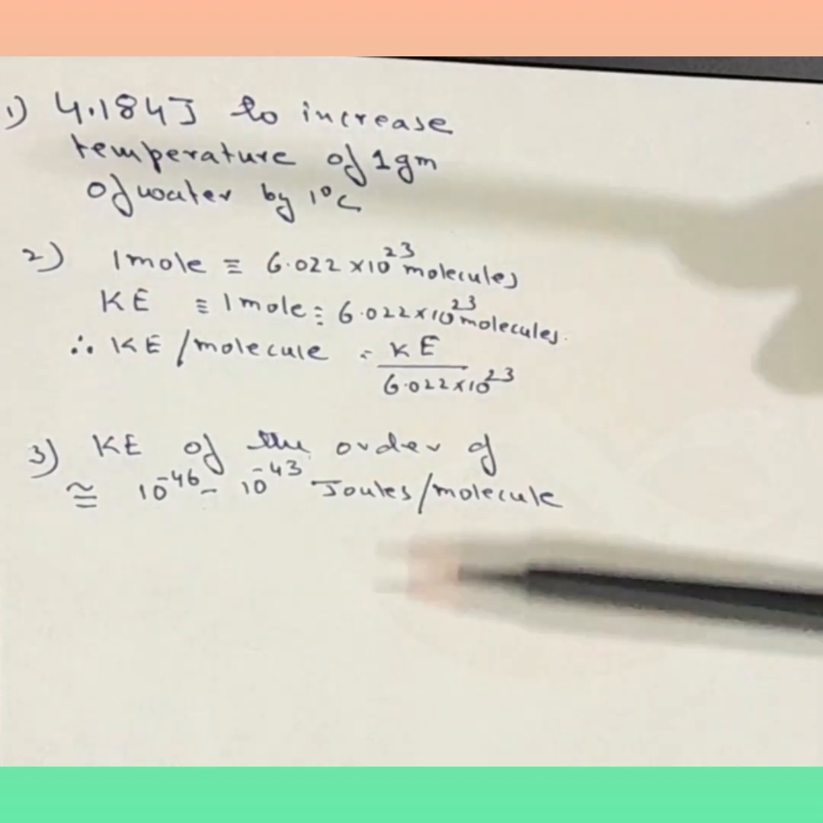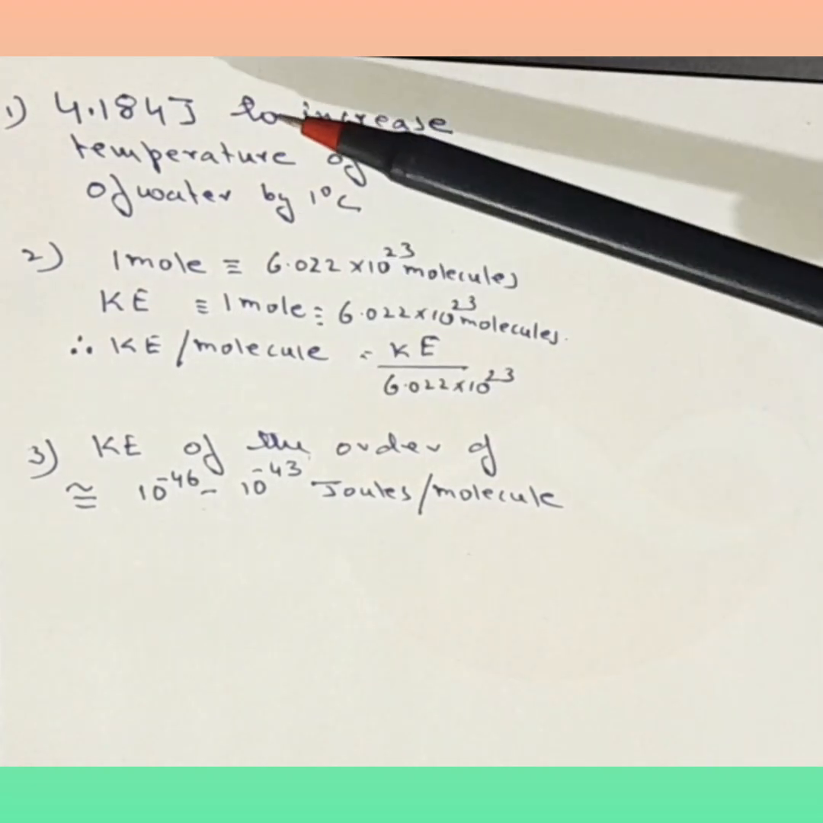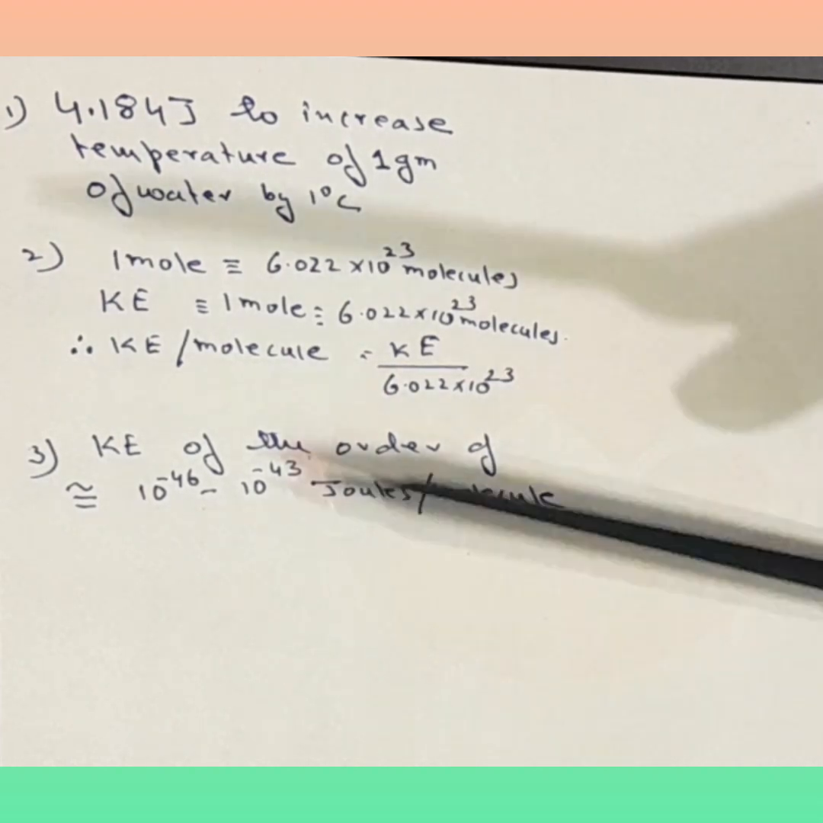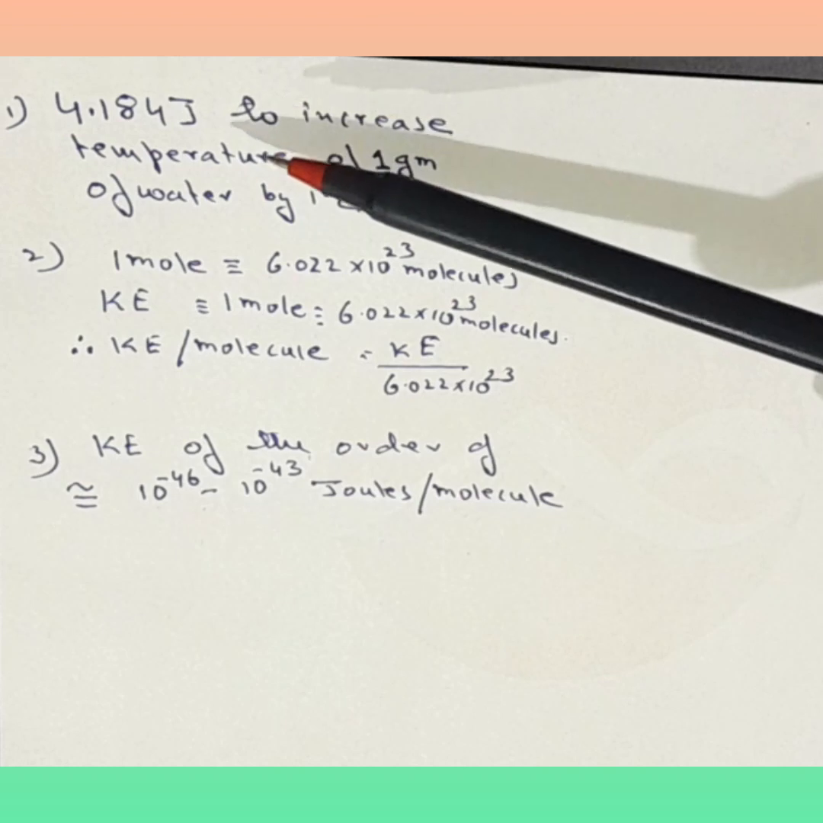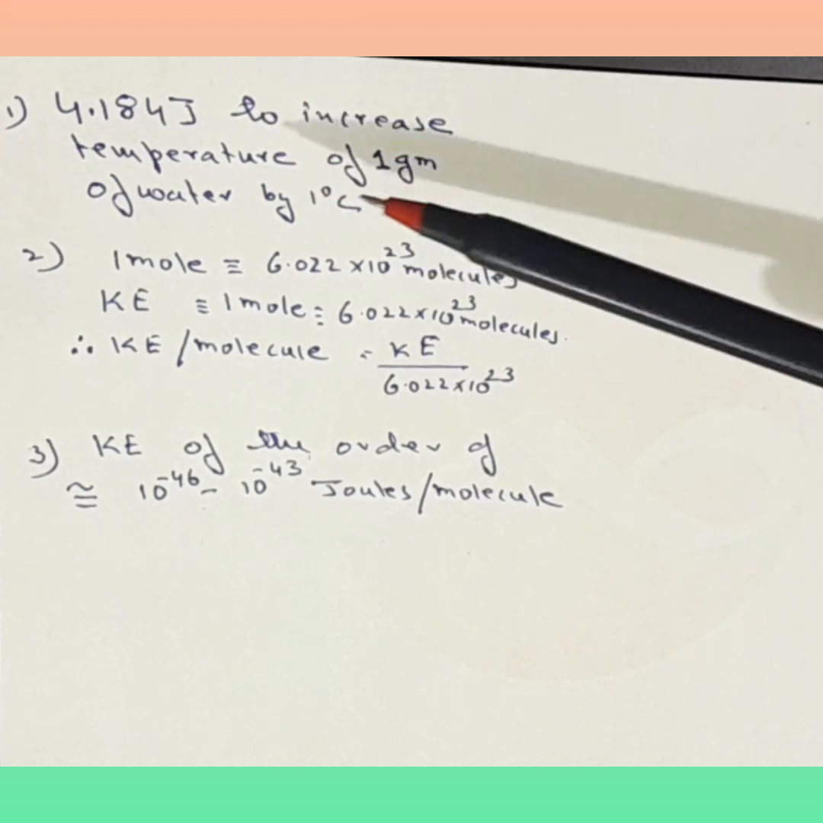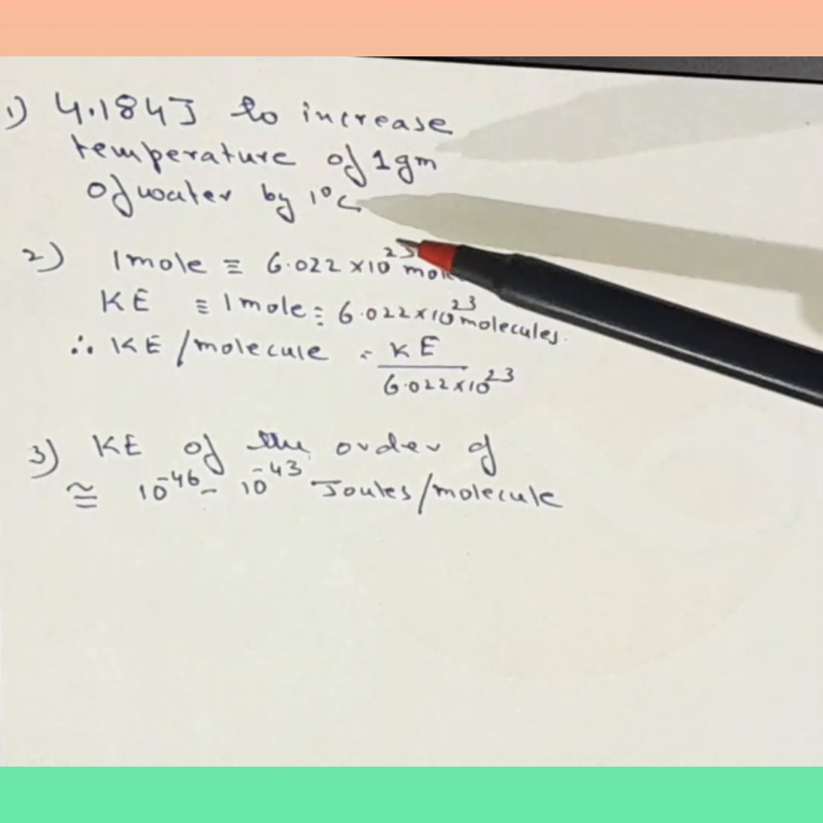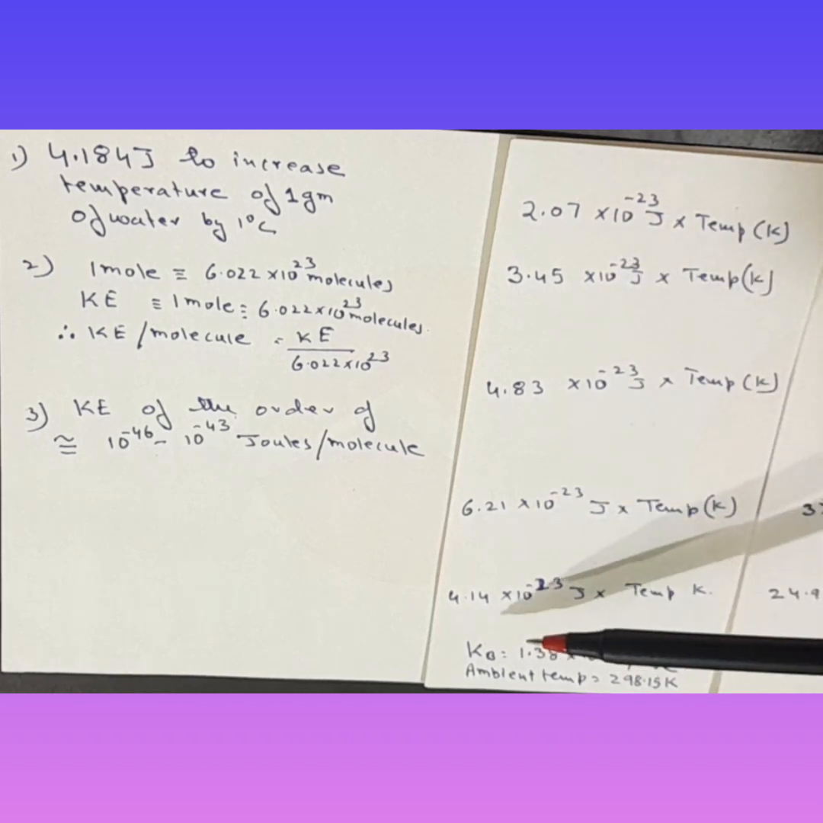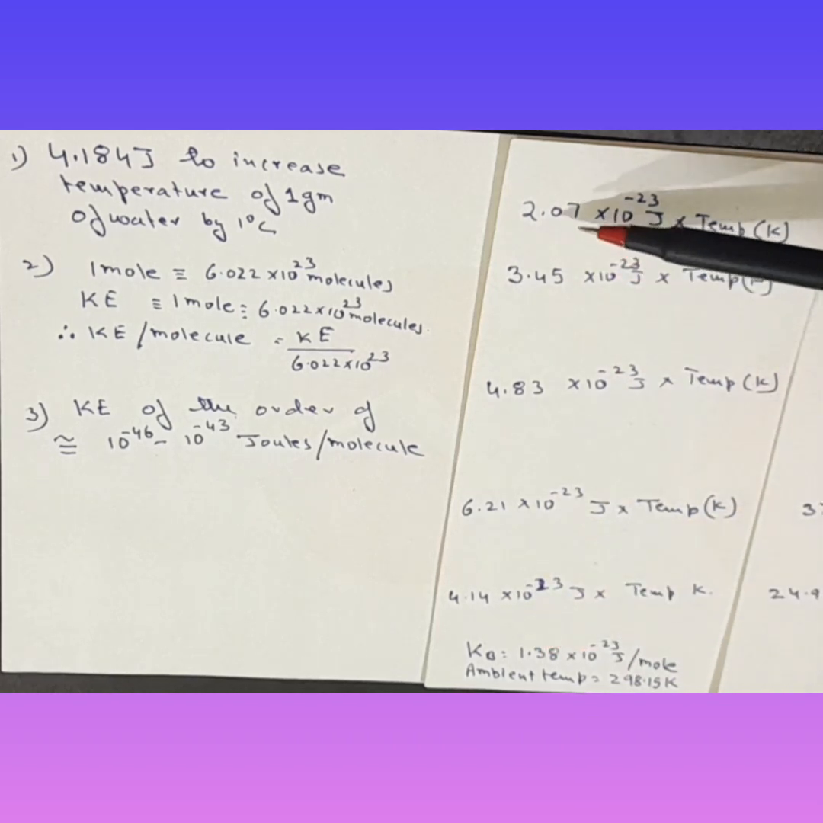Something interesting now. This is just to give you an idea about the relationship of joules and temperature. 4.18 joules increases the temperature of 1 gram of water by 1 degree Celsius. We already have seen the energy possessed per mole of atoms or molecules here. Now, obviously, that has to be also multiplied with temperature, which I have already explained.